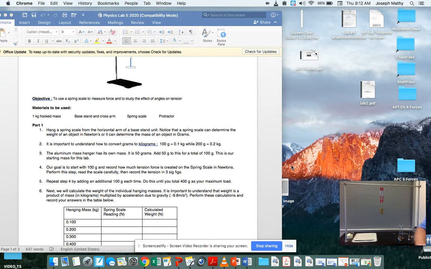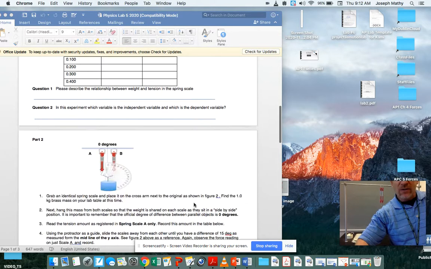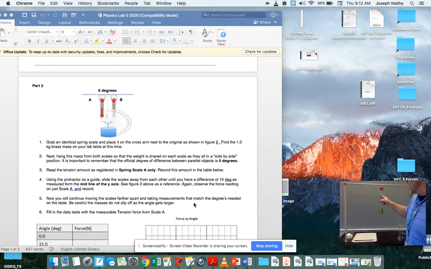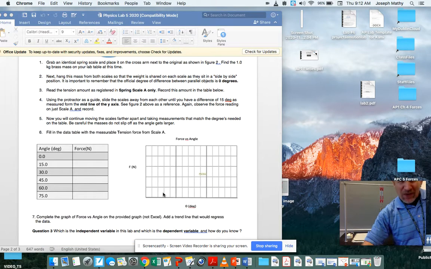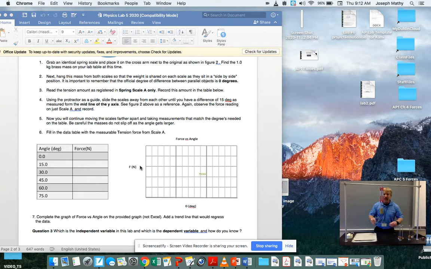So if I scroll to that part of your sheet, what we see is an image of 2 spring scales side by side. We'll call this one A, we'll call this one B to match the image on your worksheet. What we then need to do is we need to get angles of 0, 15, 30, 45, 60, and 75. And we would also like to make a graph of the angles compared to the force we read on the spring scales by hanging this 1 kilogram mass on here. So we are going to measure the angles in between.